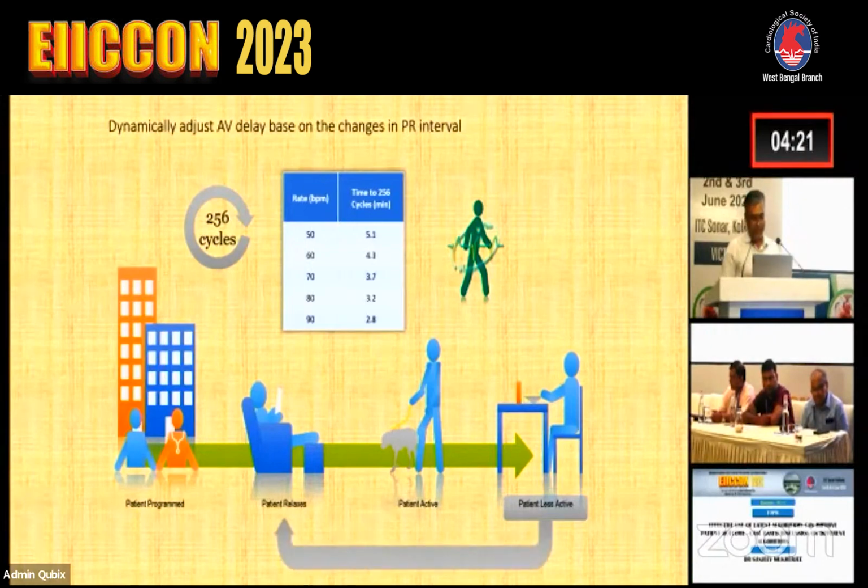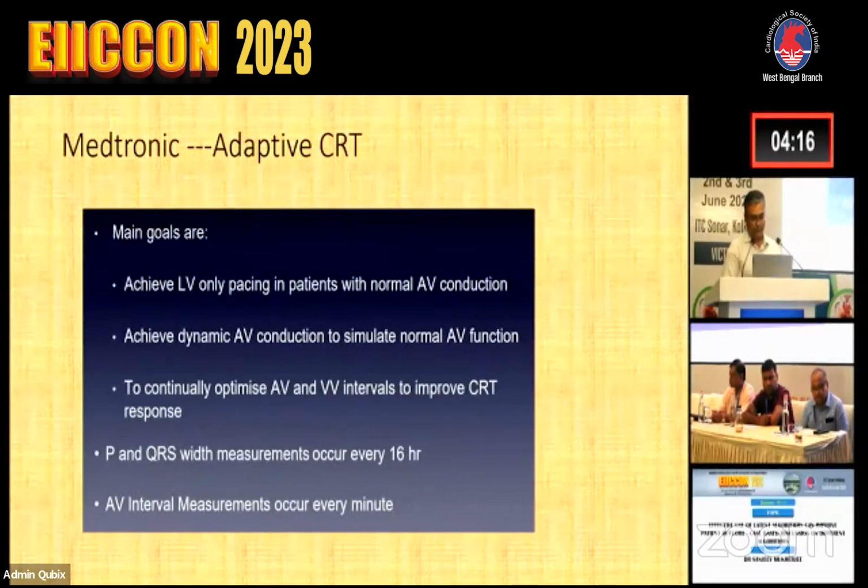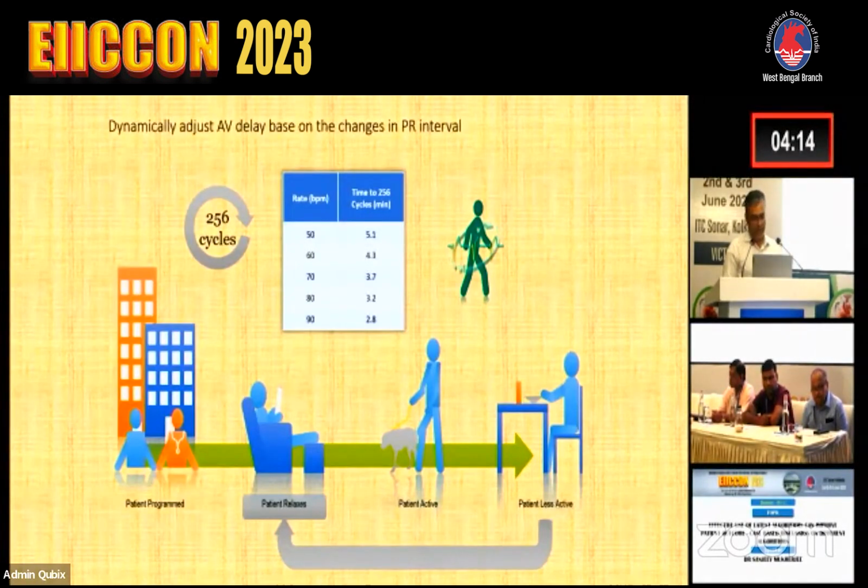There are a lot of other things, but to make it very simple, this is what the device is going to do. Second is, if there is an intrinsic conduction, then the device will go into an LV mode. That is, it will allow the intrinsic conduction to conduct and pace the LV at the programmed VV delay, and they will fuse. So this is what this algorithm will do.